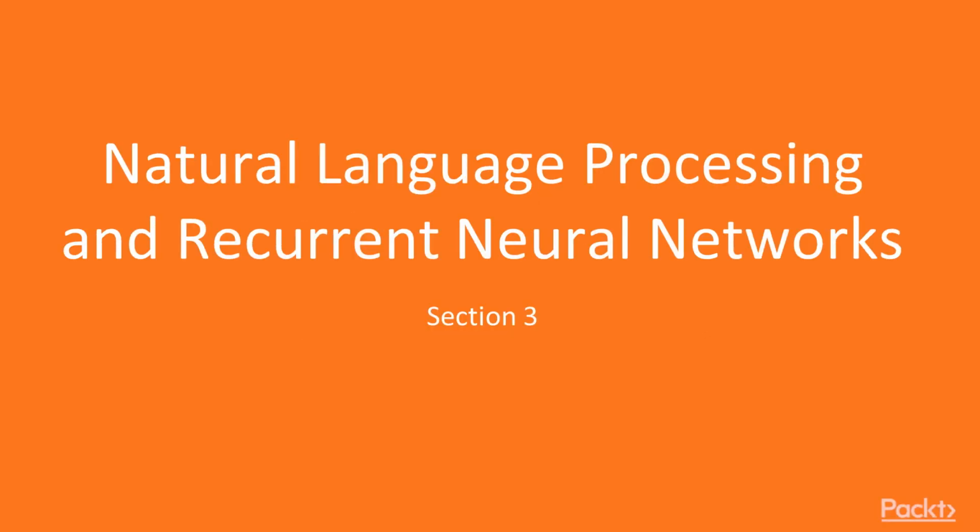Welcome to Section 3, Natural Language Processing, or NLP, and Recurrent Neural Networks, or RNNs. Nearly all neural networks that process language contain one or more RNNs. More generally, RNNs are useful when our data is inherently sequential in nature.